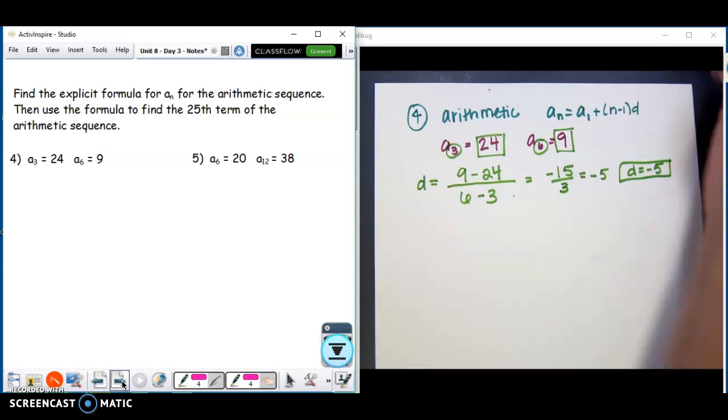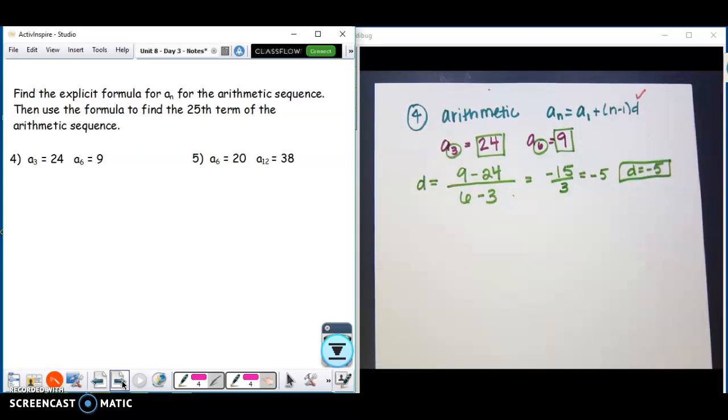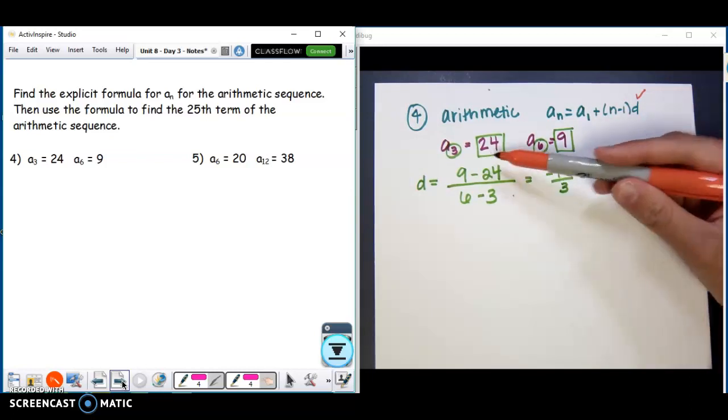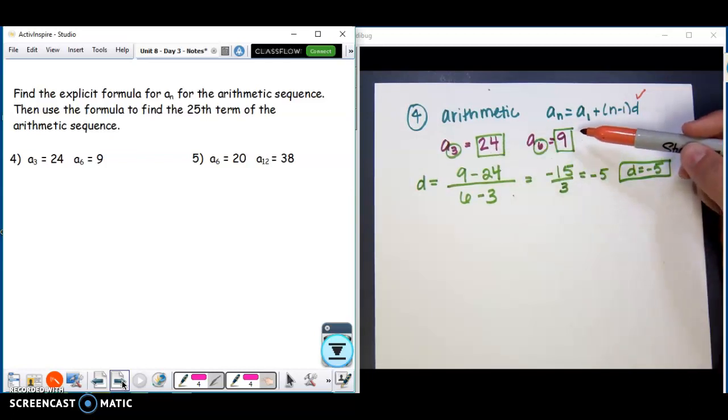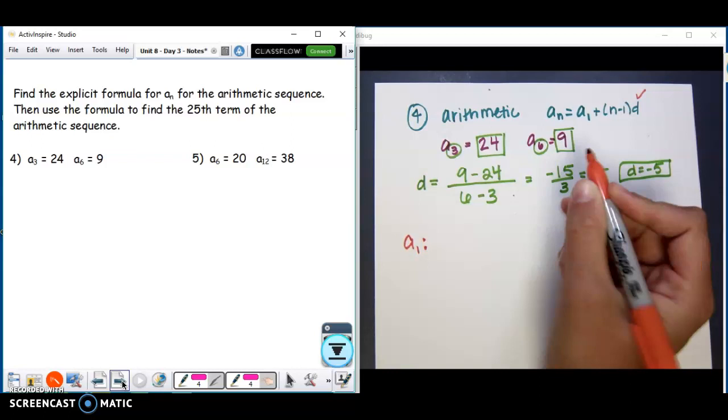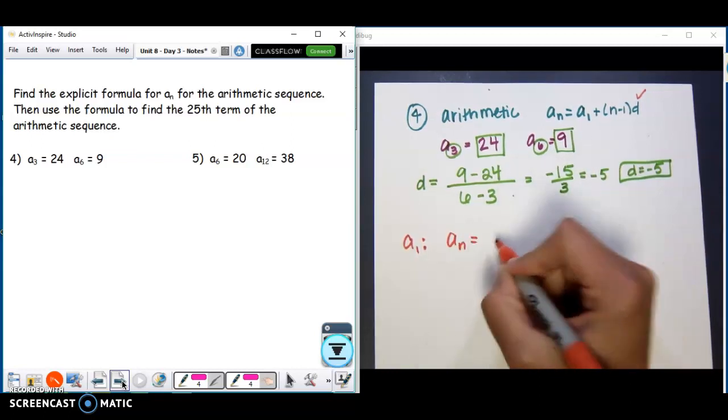Okay, so we have the common difference now. The other thing that we're going to need is a sub 1, which is the first term. Well, they did not give it to us this time. So what you're going to do, if they didn't give you the first term, you're going to have to find it. So to find the first term, we are actually going to use our explicit formula here.